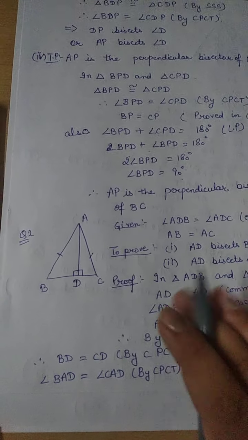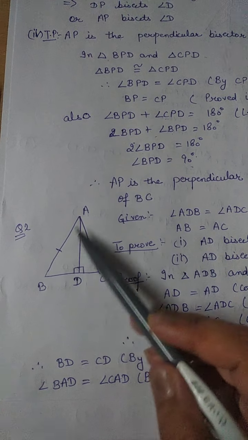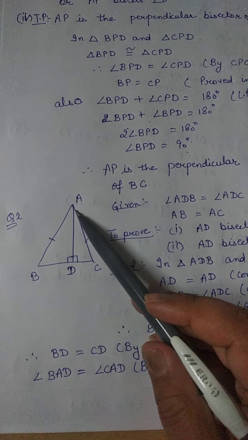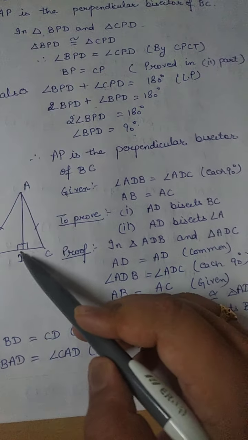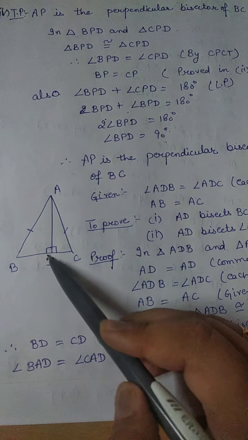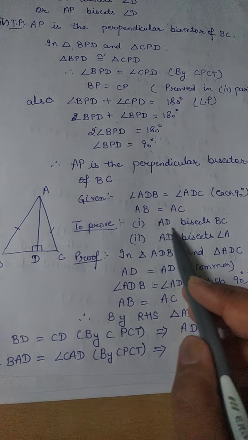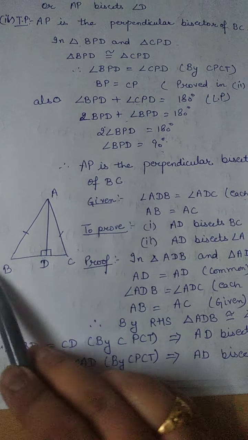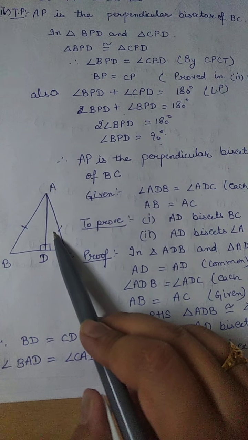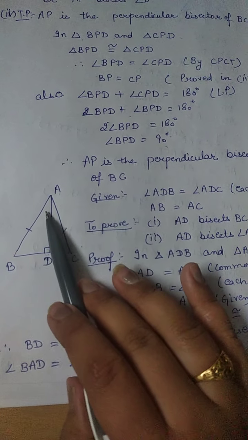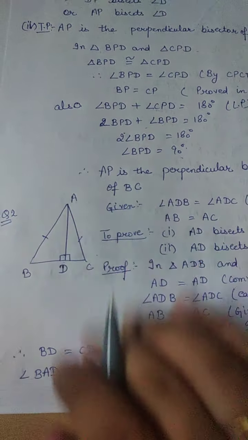Now we will start with question number 2. We have this triangle ABC, and what is given to us is that AB and AC are equal and AD is the altitude of this isosceles triangle. What do we mean by altitude? That both of these angles are 90 degrees, that is angle ADB and angle ADC, both equal and each 90 degrees. What we want to prove is that AD bisects BC and AD bisects angle A. If we prove that both the triangles are congruent, automatically by CPCT we can say that AD bisects BC and angle A as well.